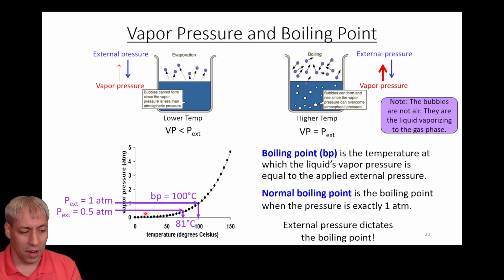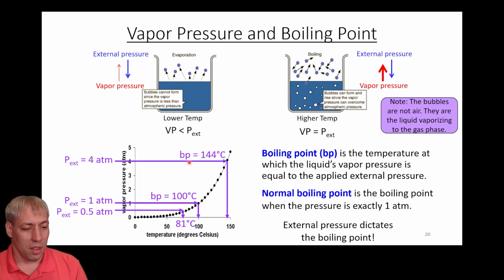It's going to lower the vapor pressure, or lower the threshold necessary for vapor pressure to reach external pressure, and then all of a sudden the boiling point becomes 81 degrees C. Likewise, you could increase the pressure to 4 atmospheres if you're in a submarine or at the bottom of the ocean. The boiling point increases to 144 degrees C.